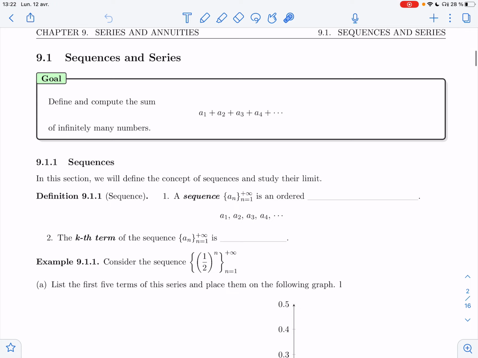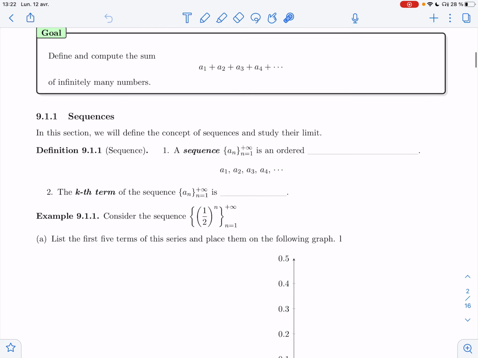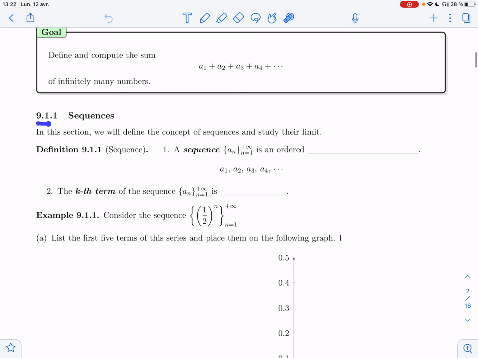All right, our goal for this is to define and compute the sum a1 plus a2 plus a3 plus a4, and then notice that it keeps going, so of infinitely many numbers. All right. So section 9.1.1, sequences. In this section, we'll define the concept of sequences and study their limits.